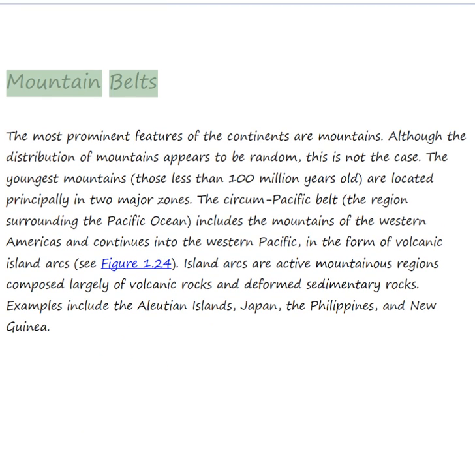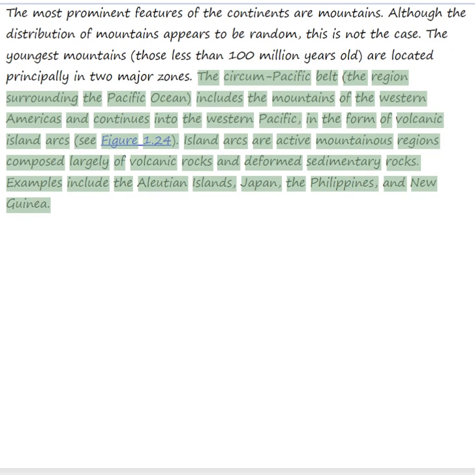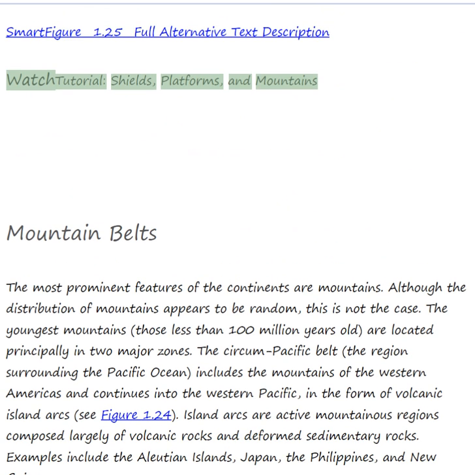Mountain belts. The most prominent features of the continents are mountains. Although the distribution of mountains appears to be random, this is not the case. The youngest mountains are located principally in two major zones. The Circum-Pacific Belt includes the mountains of the Western Americas and continues into the Western Pacific, in the form of volcanic island arcs. Island arcs are active mountainous regions composed largely of volcanic rocks and deformed sedimentary rocks. Examples include the Aleutian Islands, Japan, the Philippines, and New Guinea.